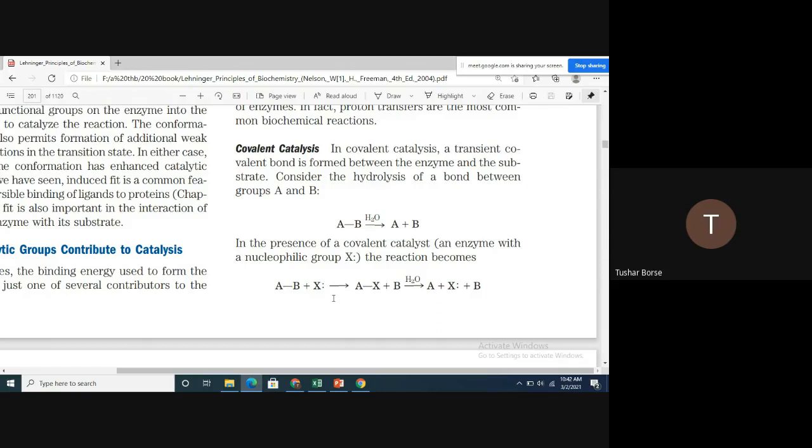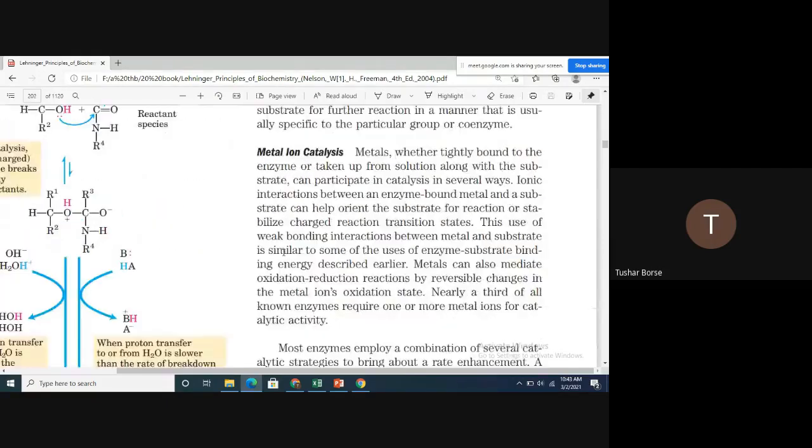For that, the third type of mechanism comes into the picture. And that is called what? The metal ion catalysis. Fine. So here your enzyme active site is also negatively charged.